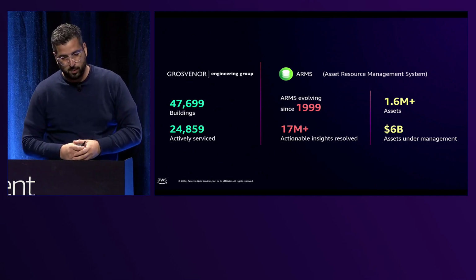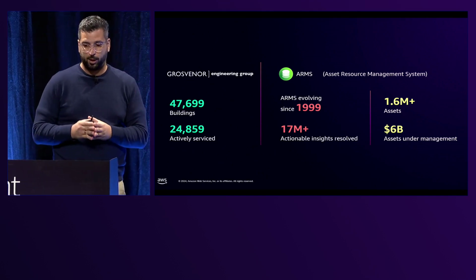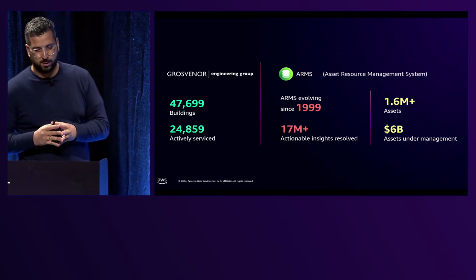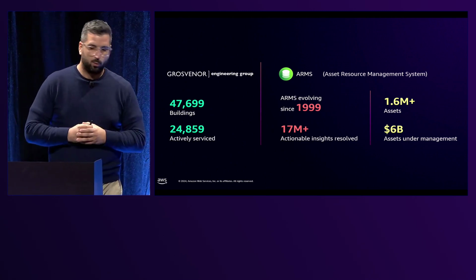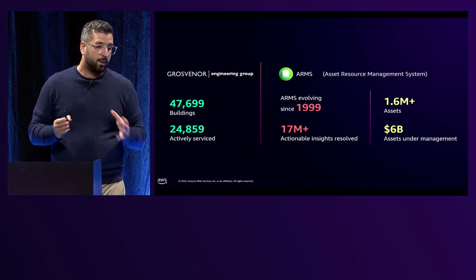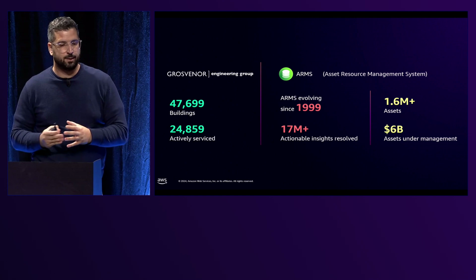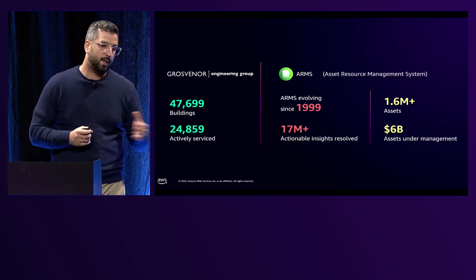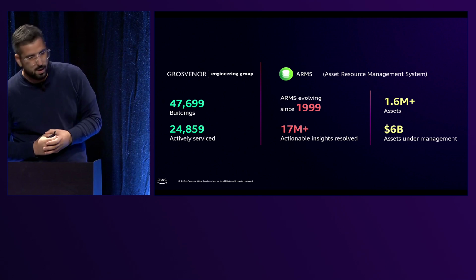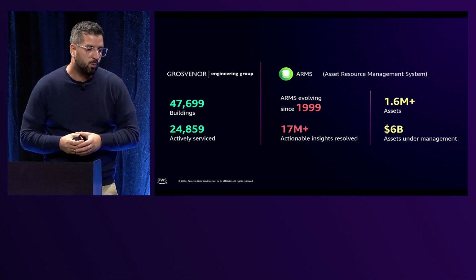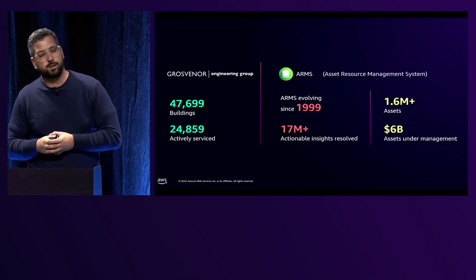And what we do is our mission is to deliver sustainable outcomes for property owners by using a proactive maintenance approach. So for us to achieve that, we realized early in our journey that we needed to build our own enterprise resource planning system that would incorporate maintenance management capabilities. And as early as the late 90s, we came up with ARMS, our asset resource management system, that so far has allowed us to resolve more than 17 million actionable insights across over 1.6 million assets.